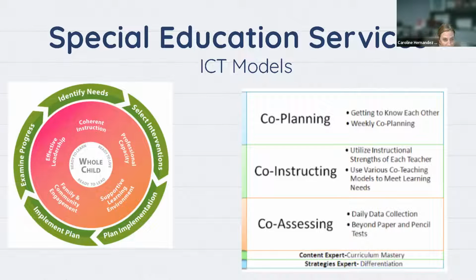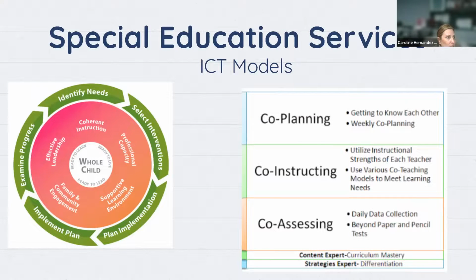In the best case scenario, when co-teachers have been working together for quite some time, you can't even tell which is which. That's the best case scenario, where the general education teacher or the content expert starts to learn and understand the strategies that best serve special education students or students with disabilities. And the strategy specialist becomes a master of the content area as well.